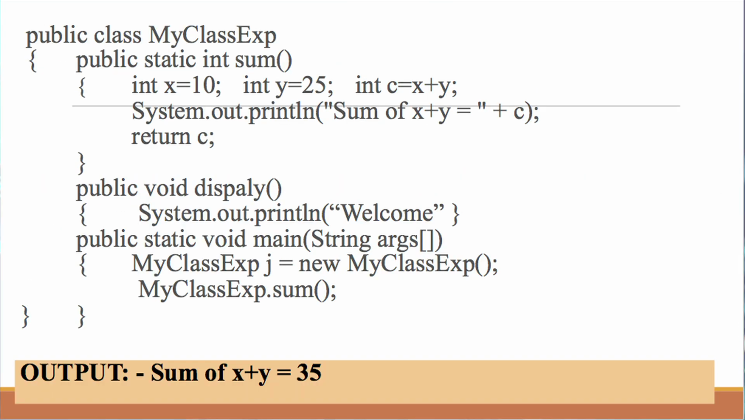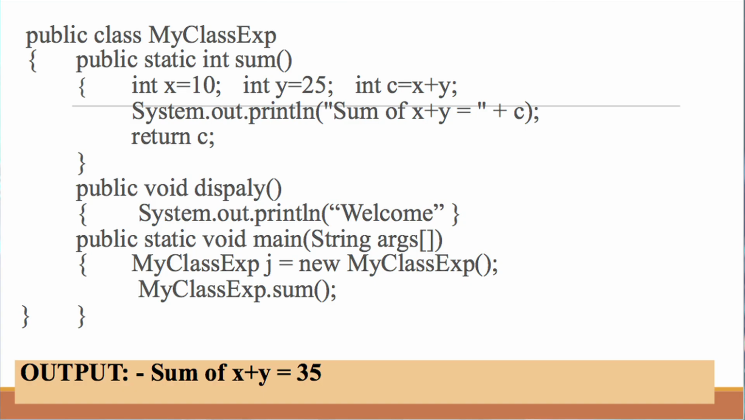See the example here: the variable int x inside the sum function. We have this class MyClassExample, and inside this class, public static int sum is the first function. Inside this function we have x variable, y variable, and c variable. So x equals 10, y equals 25, and c equals x plus y. So the sum of 10 plus 25 is stored in the c variable. So x, y, and c, all three variables are local variables, whose existence will be inside this function. Outside this function they cannot be shared.